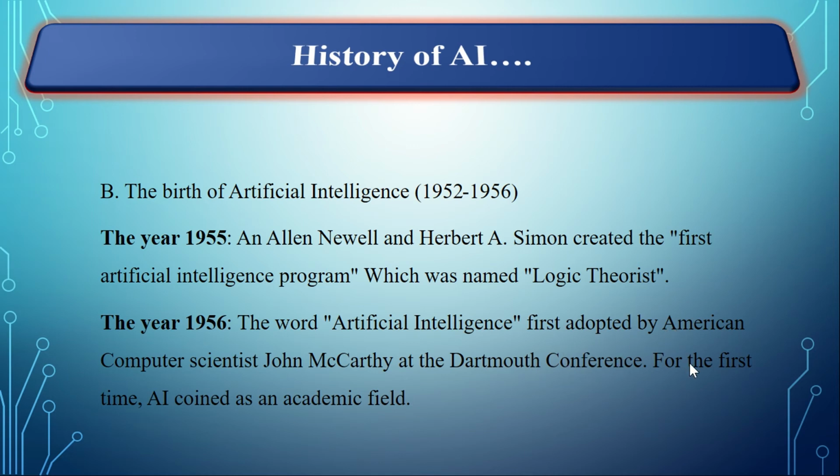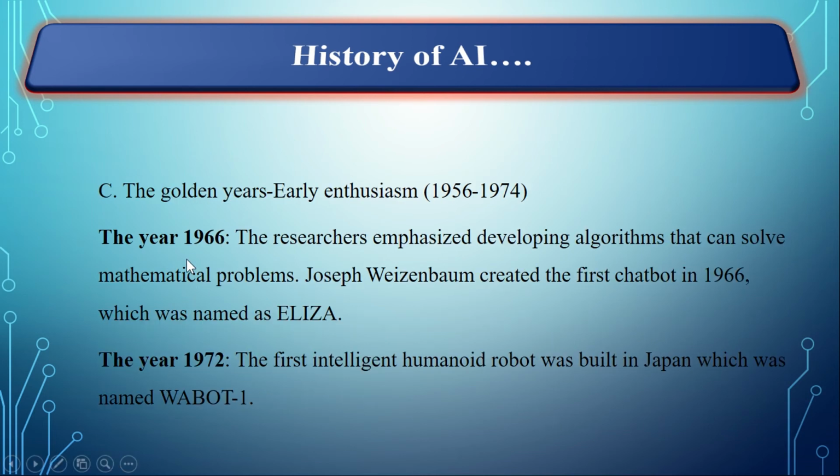Now the first adopted by American computer scientist John McCarthy at the Dartmouth conference, for the first time AI was coined as an academic field, in 1956. Then the golden year, early enthusiasm, 1956 up to 1974.